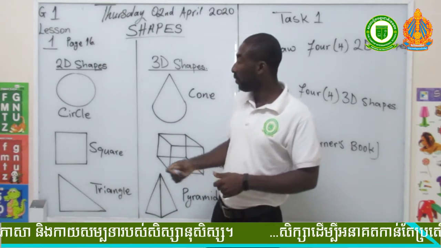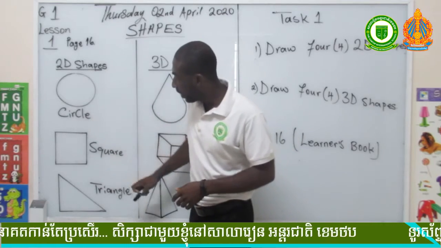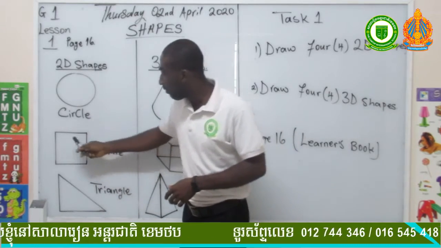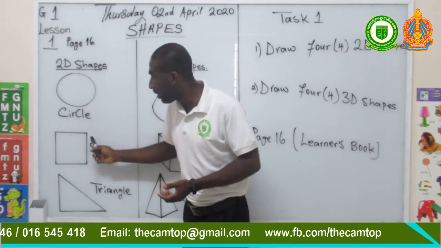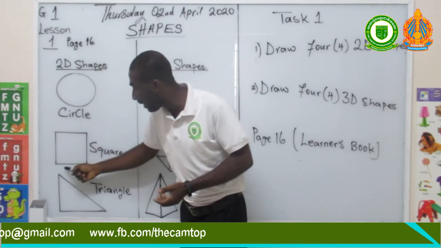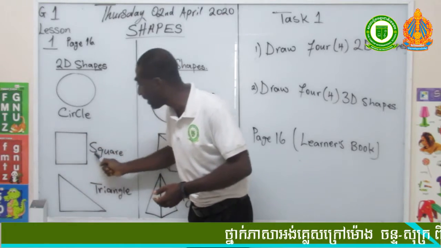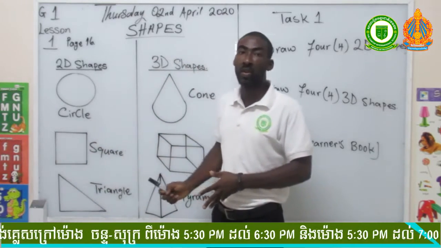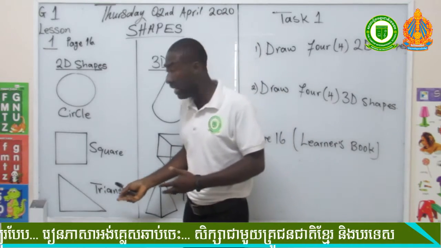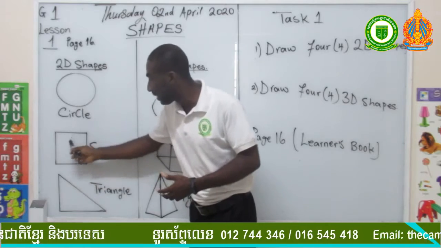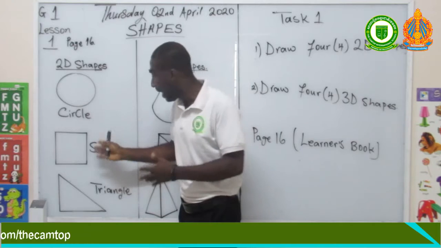The next 2D shape that we'll look at is square. So this is a square, and a square is a 4-sided figure where all sides are equal. The length here and the length here are equal. This and this are also equal. So all the 4 sides are equal, and that is called a square. Remember, all 4 sides are the same.